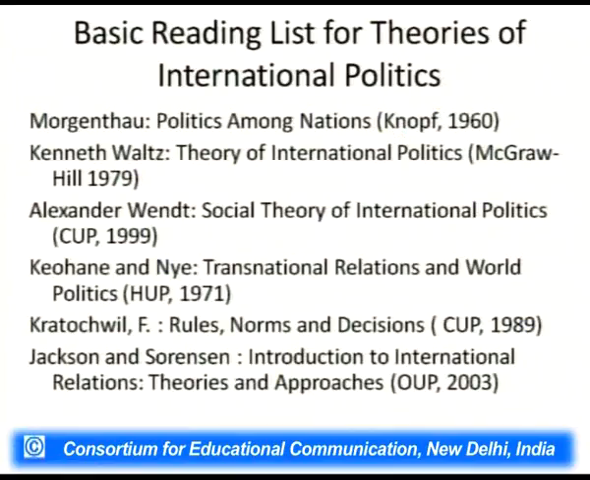The first book is by Morgenthau, which is Politics Among Nations. That book came out in 1960. It is considered one of the classics in international politics, and he is considered the father of realism in contemporary times. So that book you should read. The second is Kenneth Waltz, who gave the Theory of International Politics. It was published by McGraw-Hill in 1979. So that's the second important book.